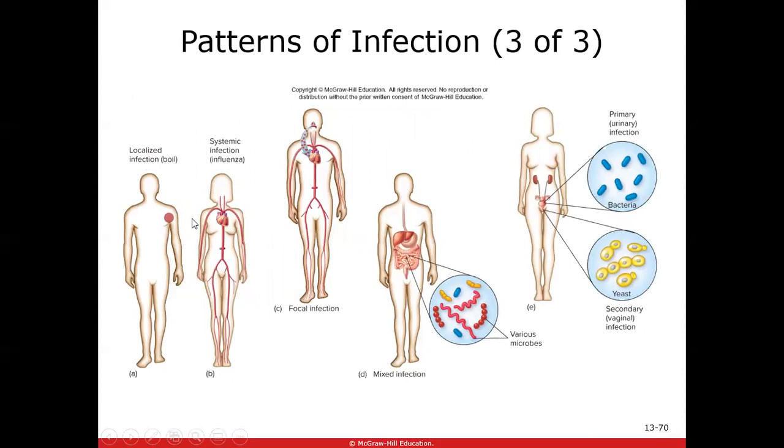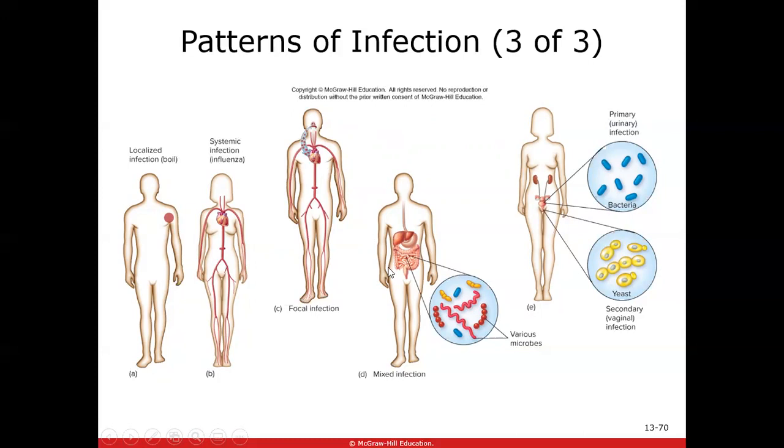Here are some of the patterns of infections. Let's say you get a boil or a cut and it gets infected, it's localized. Systemic infection, it gets into the bloodstream and goes everywhere in your body. Then there is a focal infection. You can have an infection in your throat, let's say, and then it goes and affects a different organ.